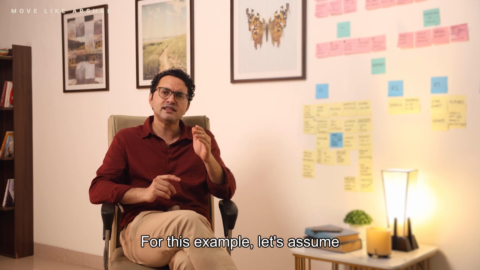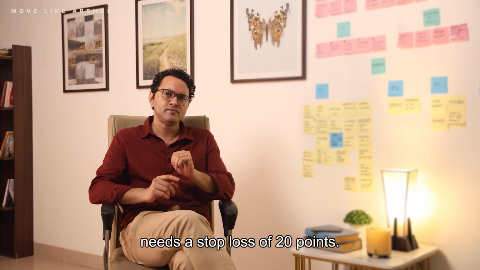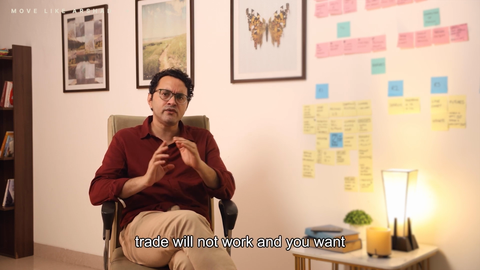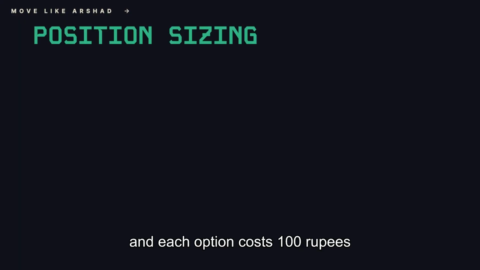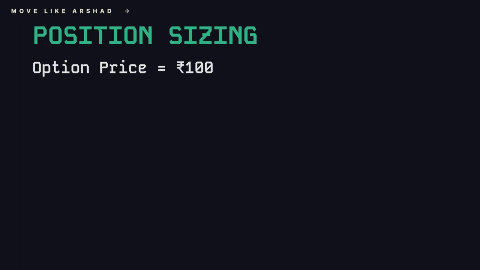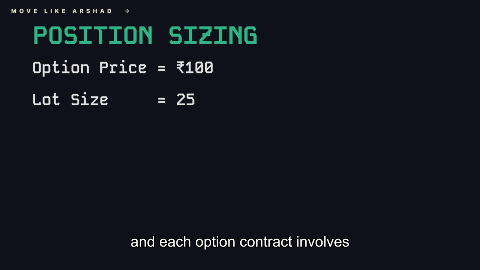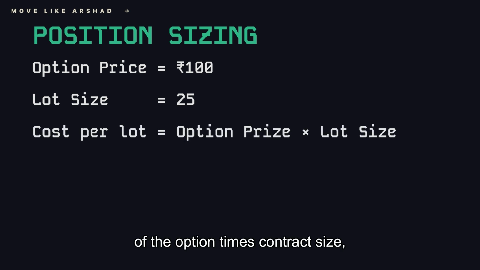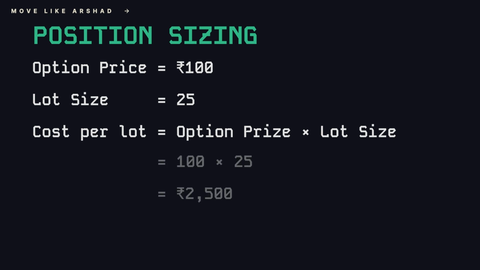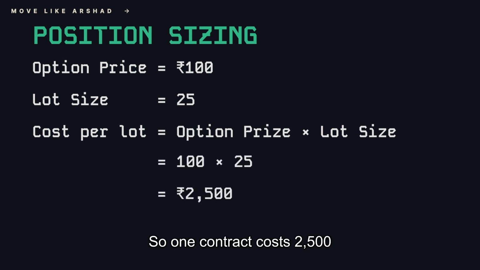For this example, let's assume your trade needs a stop loss of 20 points. This is the point where you think your trade will not work and you want to exit. So let's break it down. Imagine you want to buy options and each option costs 100 rupees. And each option contract involves 25 shares. So the cost per contract is price of the option times contract size, which is 100 times 25, 2500 rupees. So one contract costs 2500 rupees.